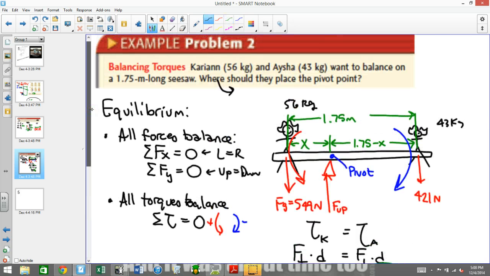Where should they place the pivot point? 0.76 meters from this girl right here, which is Carrie Ann.